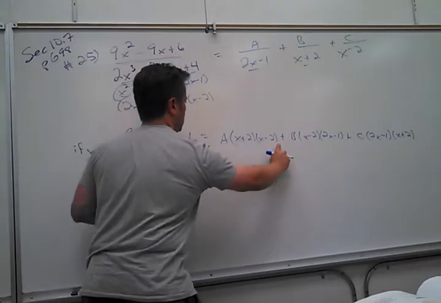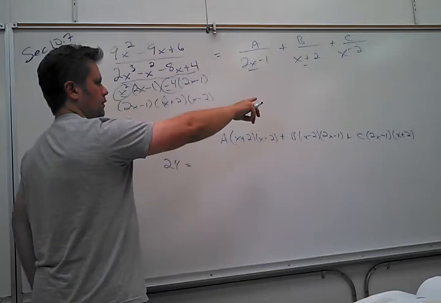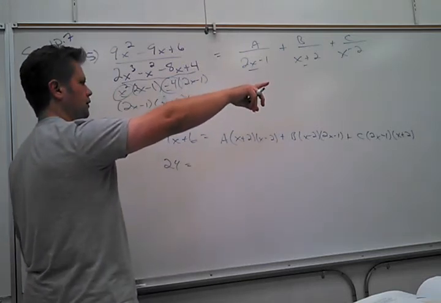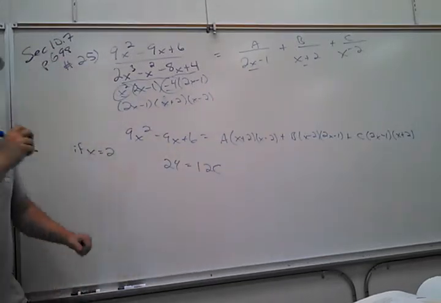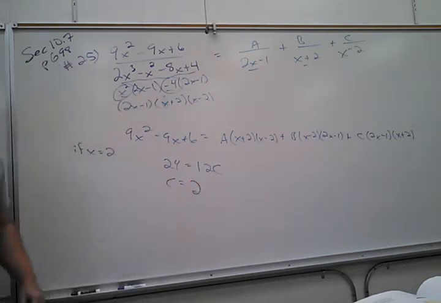If x is 2, this is gone, and this is still there. That would be 4 minus 1 is 3 times 4. 12C. 12. So then C would be 2. I like it. And then you can just keep going.